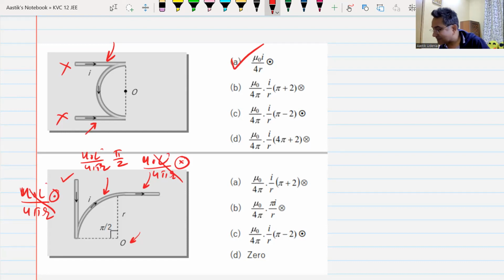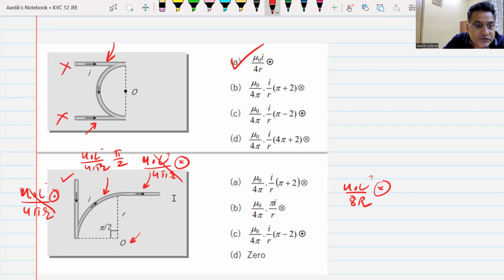No option matches this. Doesn't matter. Maybe a misprint. So the answer will be mu naught I by 8r. Do we understand this? And it is going inside or outside? Inside, sir. So that is the answer. The option is given wrong. Don't worry about it. It happens.